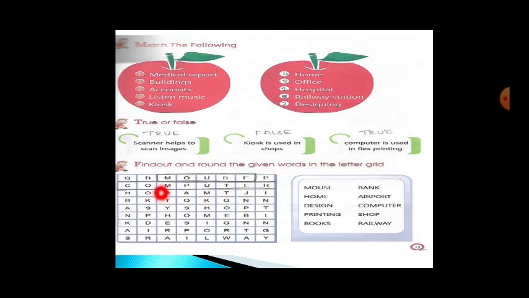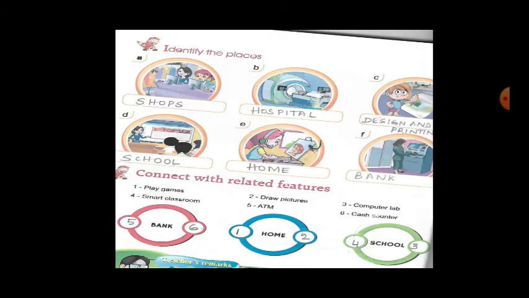Next, find out and round the given words in the letter grid. So you have to find out and you have to circle it out. One I have done for you, mouse. You need to find home. Where is home? H-O-M-E, and you need to circle it. Then you have to find the words design, printing, books, bank, airport, computer, shop and railways. Please do it, children. This is for your activity. You need to search the words and you need to just circle it.